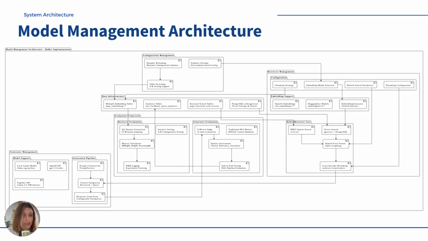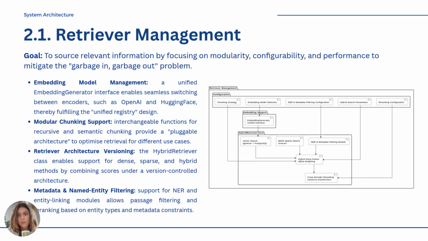And well, let's explore it. So we have retriever management, and we see this module in three layers. The first one is a configuration that defines key settings: embedding models, chunking strategy, hybrid weighting, and re-ranking. Then we have embedding support, a unified embedding generator that switches between OpenAI and Hugging Face without changing core logic.